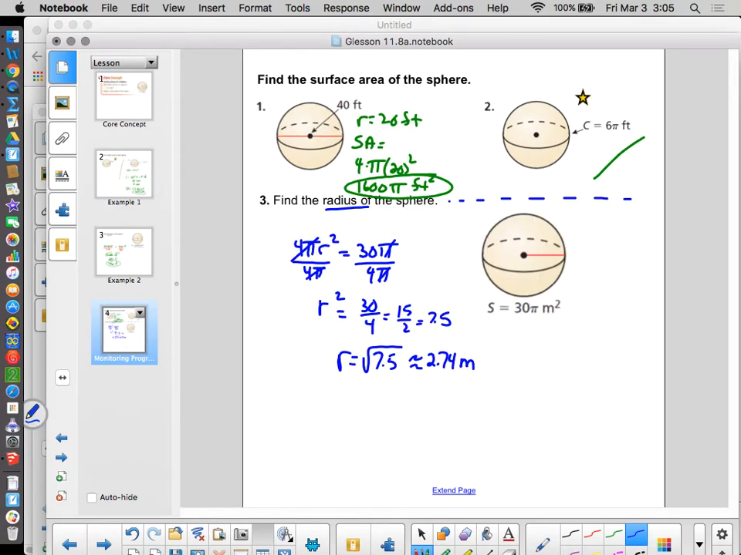Okay? If you want to do an exact answer for that, we'd say r equals the square root of 30 over 4, which is the square root of 30 over 2. That's the exact value. And I'd probably accept either one for something like that. Okay, there we are. Surface area of a sphere.